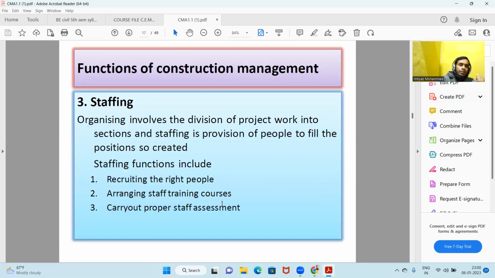And then staffing. Okay, once we have divided the project work into sections, then staffing is nothing but delegation of people to fill the positions created. Okay, now there are certain things that we look at when it comes to staffing. We need to be able to recruit the right people. Then we need to be able to arrange different training courses which would be very useful for them. And then we should be able to carry out proper staff assessment, where we can see which person is performing well and who are the low performers, and so on.